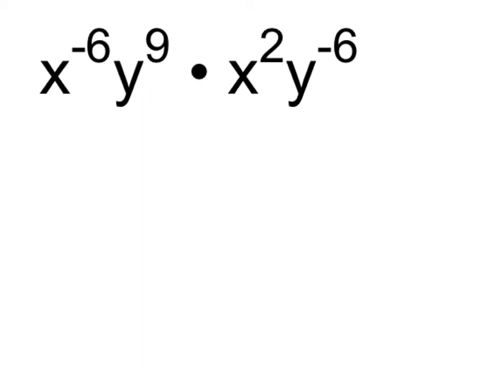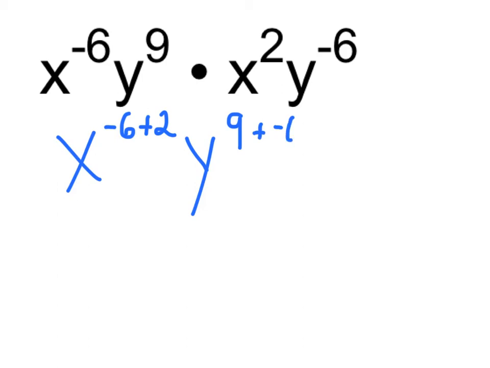Before, we've been doing a few division problems. Here we have multiplication, right? And so instead of subtracting, we're going to be adding. We've got two x's, we've got two y's, so let's take a look at the x's first. We've got x to the negative 6 plus 2, and then y to the 9 plus negative 6. Negative 6 plus 2 is going to give us negative 4. And then here we have 9 plus negative 6, and that's going to give us y to the 3rd.